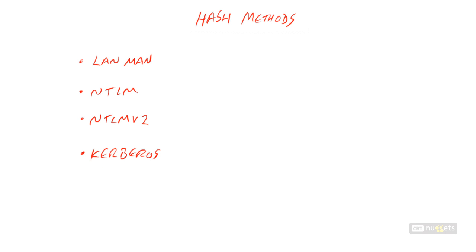Now let's take a look at some of these hash methods that are actually used for our passwords. The first one is the old version. This is crusty, going back to early NT days. This was LAN Manager or LANman. And what this would do is it would take two 7-character password values.